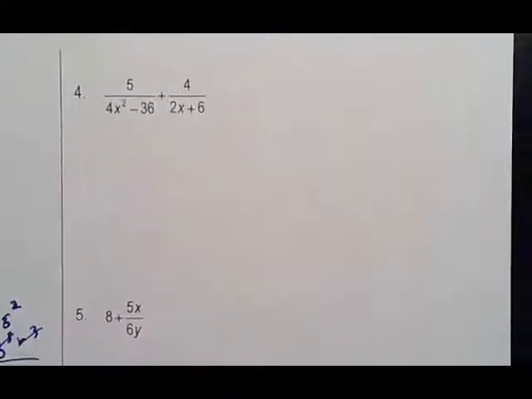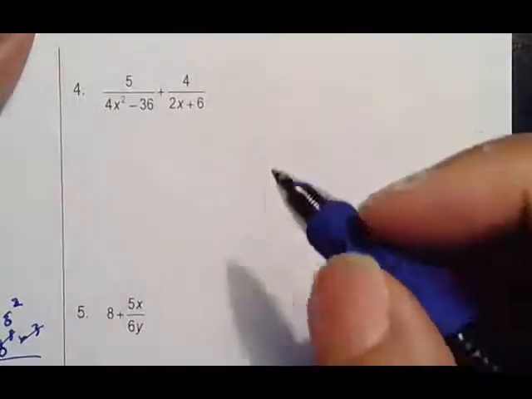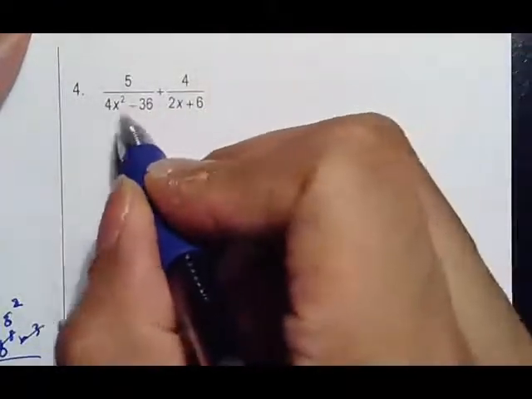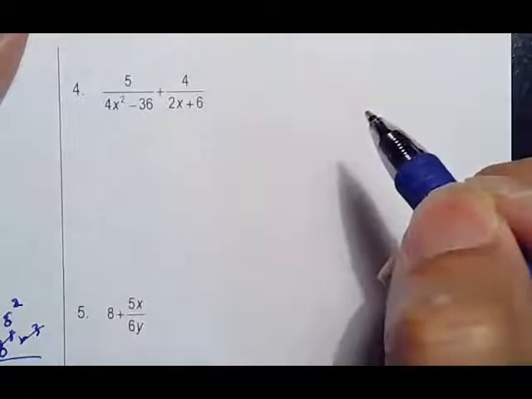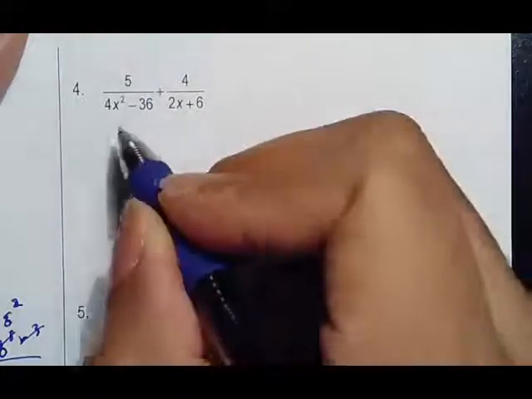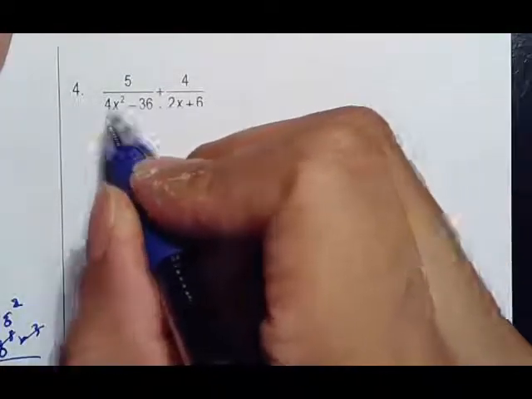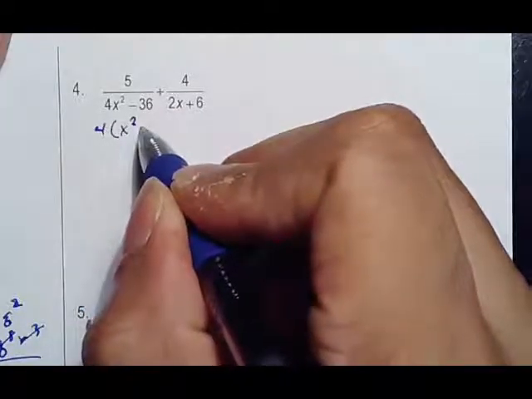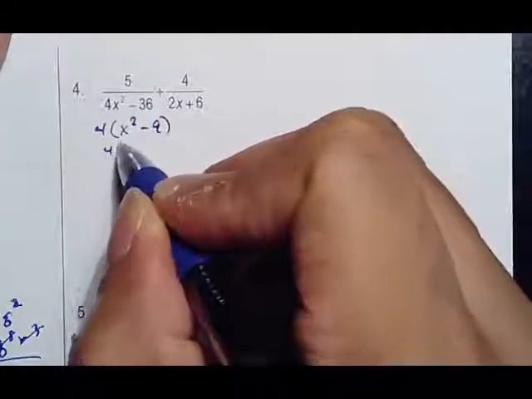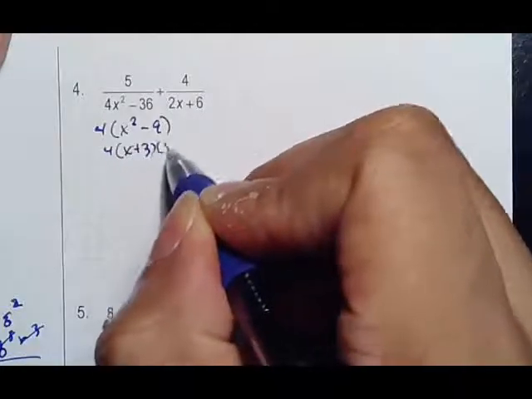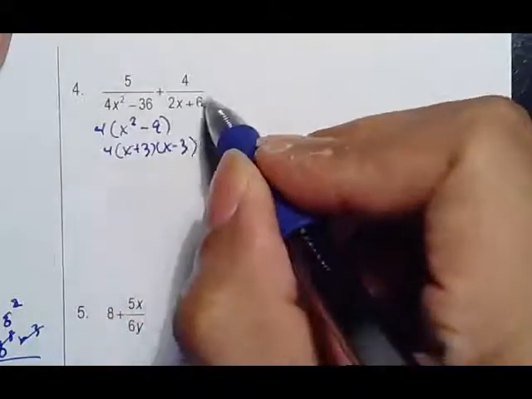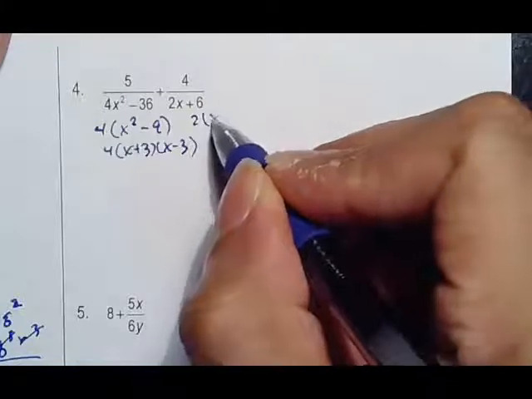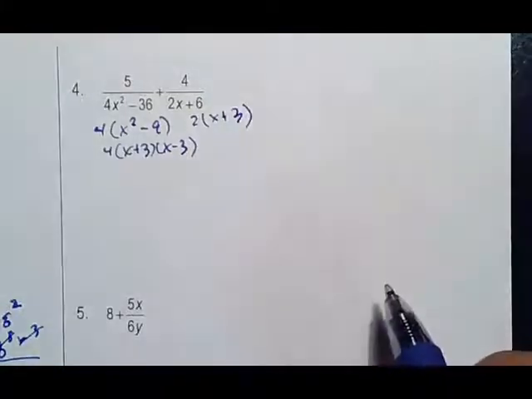On your addition, if you remember, again, first thing you want to do is factor these things. So this turns into, wow. I guess I would factor first because you can do an LCD. So 4 times x squared minus 9, which is 4 times x plus 3, x minus 3, whereas this turns into 2 times x plus 3.